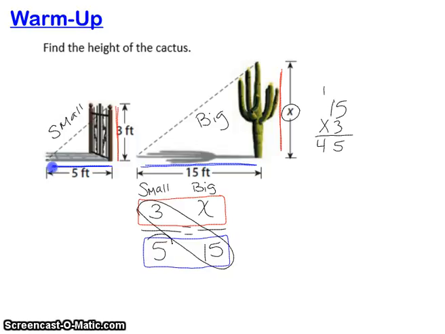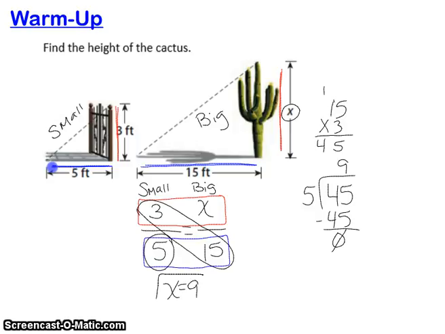But don't forget to divide by that 5. So I have 45, and I've got to divide by 5. Well, I know that 5 times 9 will give me 45. So my answer should be x is equal to 9. So I know the height of my cactus is 9 feet.